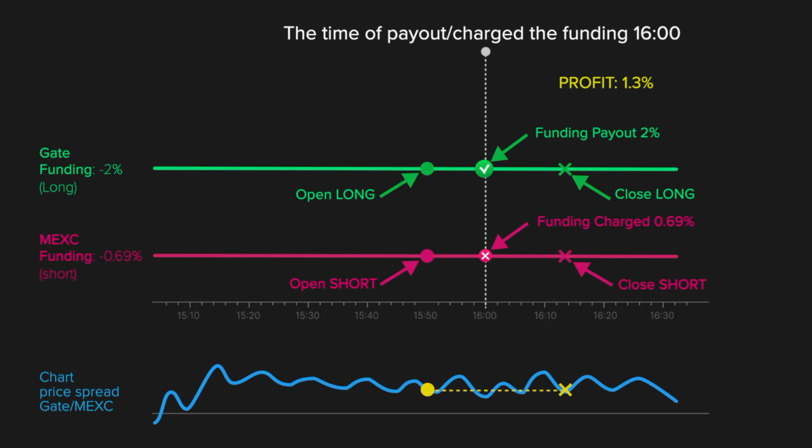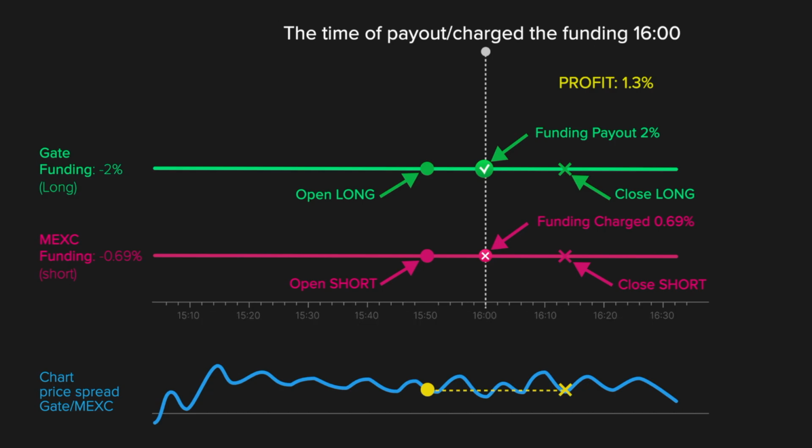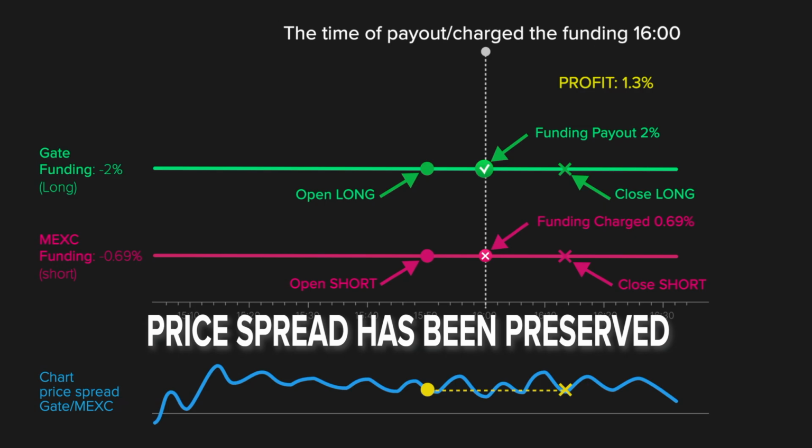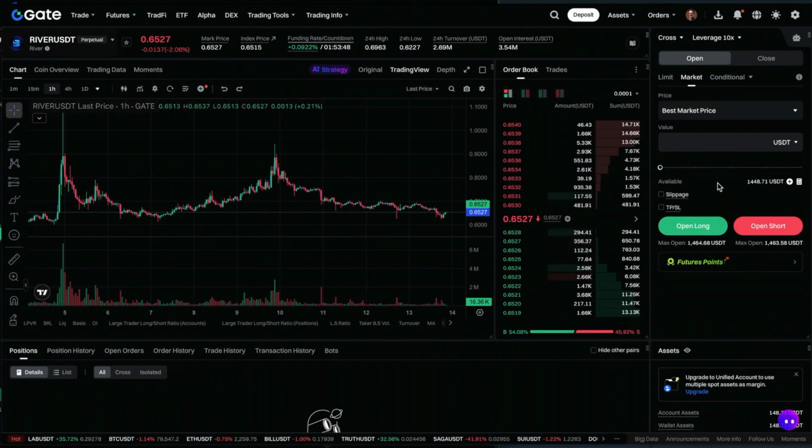We will exit the positions after the funding is paid. At the moment of exit, you need to make sure that the price spread on the coin has either remained the same as when the positions were opened or has changed in our favor. The easiest way to monitor this is by using our indicator or by looking at the P&L displayed on the exchange itself in the line with the open trade. Let's look at how this trade played out.